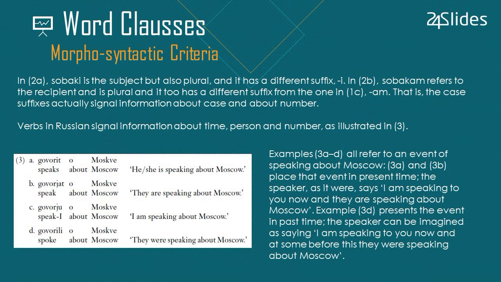Examples 3e and 3d all refer to an event of speaking about Moscow. 3e and 3b place that event in present time. The speaker, as its word says, is speaking to you now, and they are speaking about Moscow. Example 3d presents the event in past time. The speaker can be imagined as saying, I'm speaking to you now, and at some time before this they were speaking about Moscow.